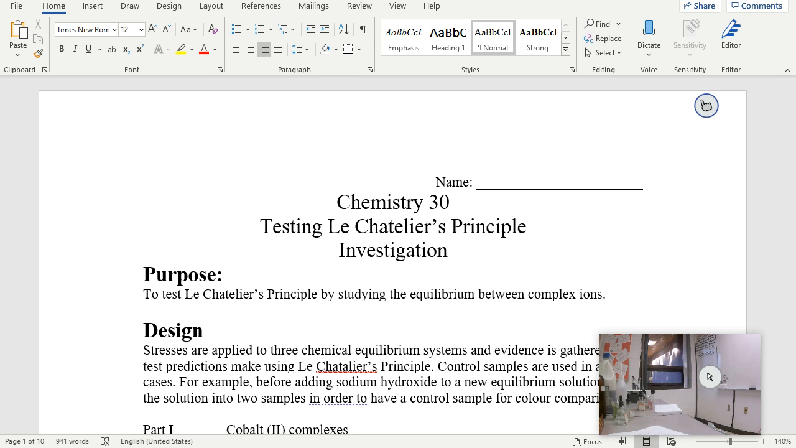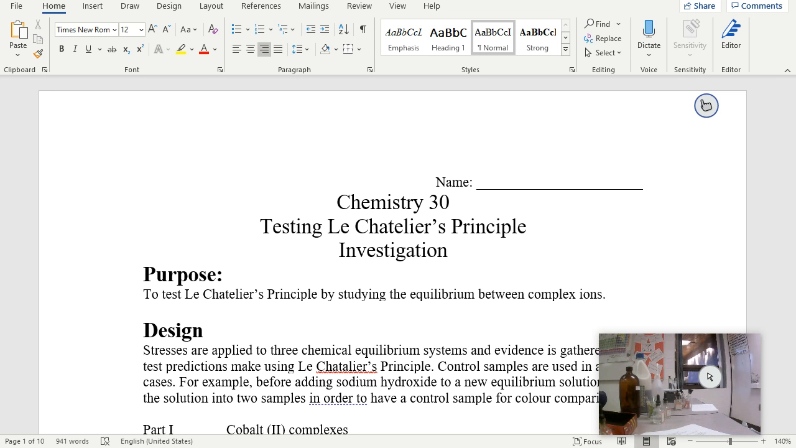Okay, so today we're going to apply our understanding of Le Chatelier's principle to an actual demonstration. I would normally obviously be getting you to do this demonstration, but that's not going to happen this year. So if you can find the investigation I put onto the classroom today, you can follow along with that.